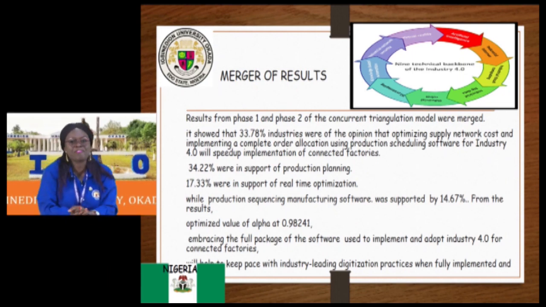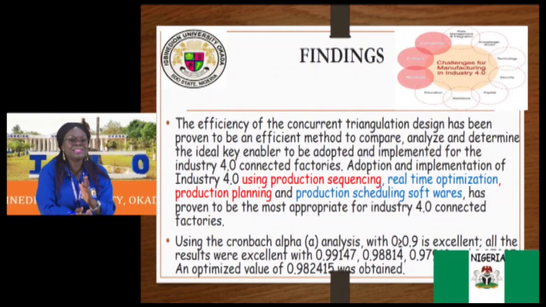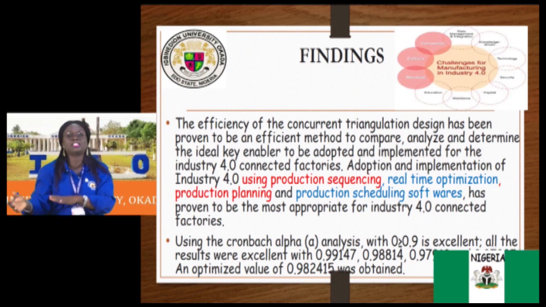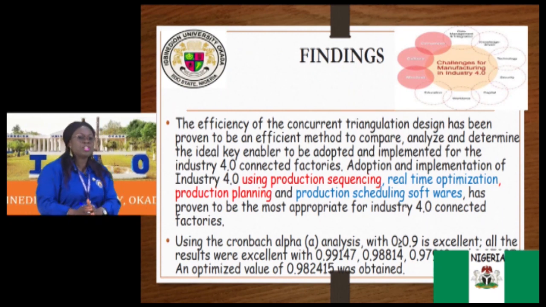Optimized value of alpha at 0.99147 with 147 items, with 34.22% embracing Industry 4.0 and the adoption of Industry 4.0 for connected factories. These results have therefore shown us the light that if Industry 4.0 is adopted, it will help to keep pace with industry-leading digitization practices when fully implemented and adopted for connected factories.